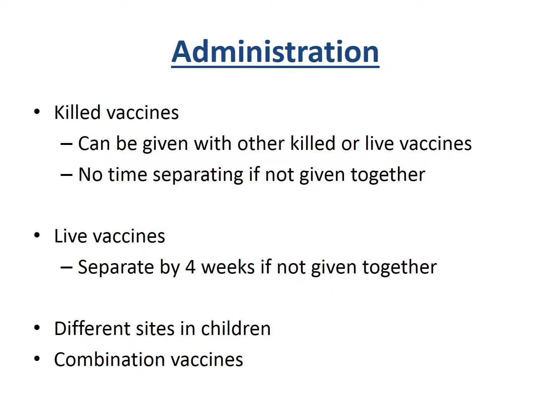When you administer vaccines, and this is a pretty common question we'll generally be asked as pharmacists, is can these vaccines be given together? And most of them can. So killed vaccines can be given with other killed vaccines or other live vaccines, and there's no need to separate them if not given together. But live vaccines need to be separated by 4 weeks if not given together. So you can give them all at once, or you separate them by 4 weeks.